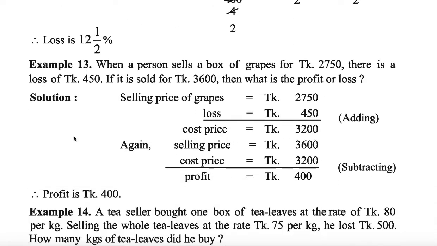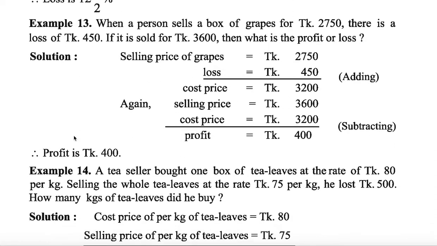Okay. When a person sells a box of grapes for 2750 taka, there is a loss of 450 taka. If it is sold for 3600 taka, then what is his profit or loss? If it is sold for 3600 minus 2750, how much is it? 250 here, 600 there, 850, 400 taka profit.